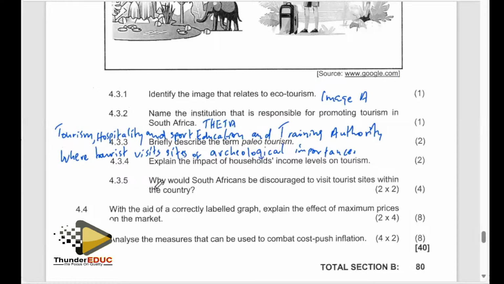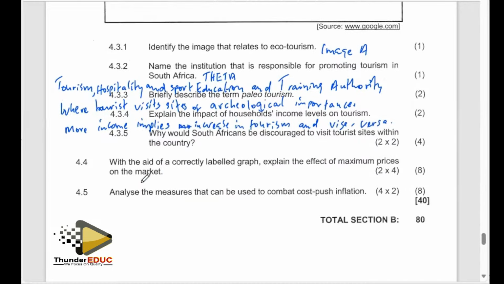So now 4.3.4, explain the impact of households' income levels on tourism. More income implies more tourism and vice versa. More income implies more tourism or increase in tourism, and vice versa. Okay, right. So now let's move on to 4.3.5.